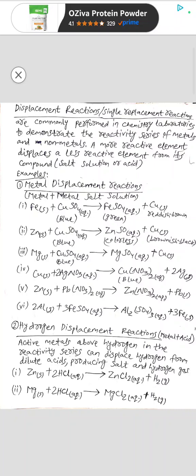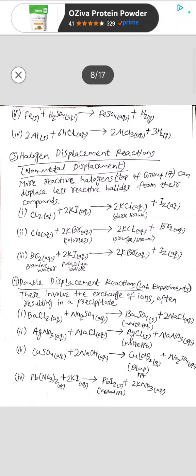Another example is magnesium plus 2HCl dilute gives rise to MgCl2 magnesium chloride plus H2 gas. Magnesium displaces hydrogen from dilute HCl to form magnesium chloride and hydrogen gas. Then another example, Fe plus H2SO4. Iron will displace hydrogen from dilute sulfuric acid to form FeSO4 iron sulfate plus hydrogen gas. Then another example is aluminum plus 6HCl. 2Al plus 6HCl gives rise to 2AlCl3 aluminum chloride plus 3H2 hydrogen gas. Aluminum displaces hydrogen from dilute HCl to form aluminum chloride and hydrogen gas.